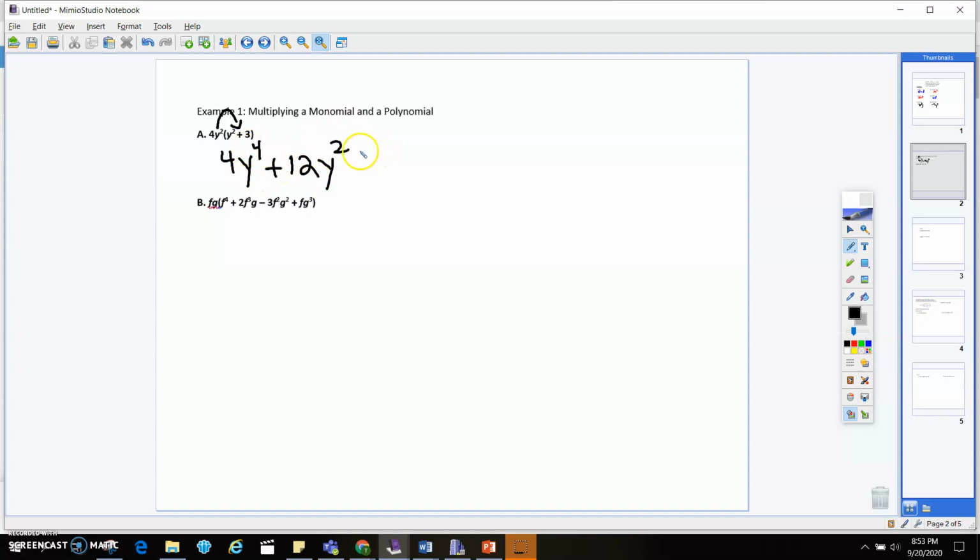Remember, we've got to write these in descending exponent order. So don't forget about that, as well as if it has a y squared over here, but it doesn't have it over here, we still carry that y squared with us.